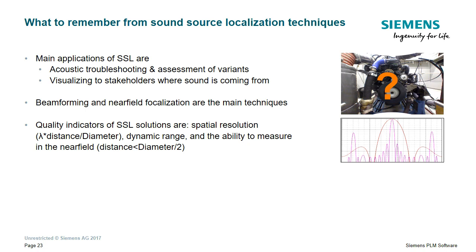We also saw that beamforming and near-field focalization are the main techniques, and we learned the main quality indicators of sound source localization, which are spatial resolution, which is the size of the red spot, dynamic range, which is the ability to measure sources which are in the same frequency band but have a different level, and finally, the ability to measure in the near field.